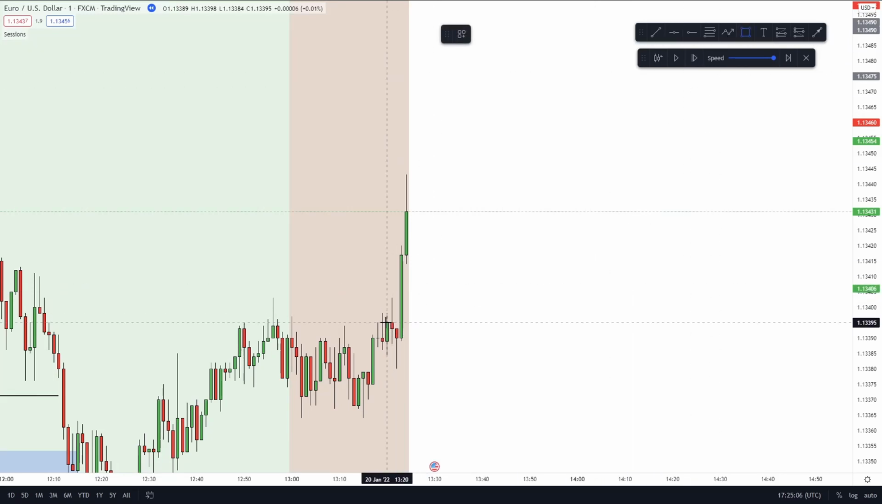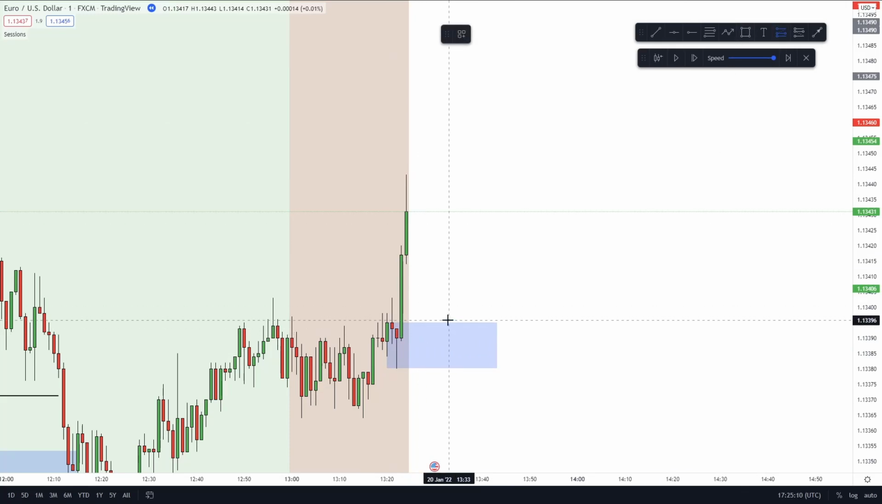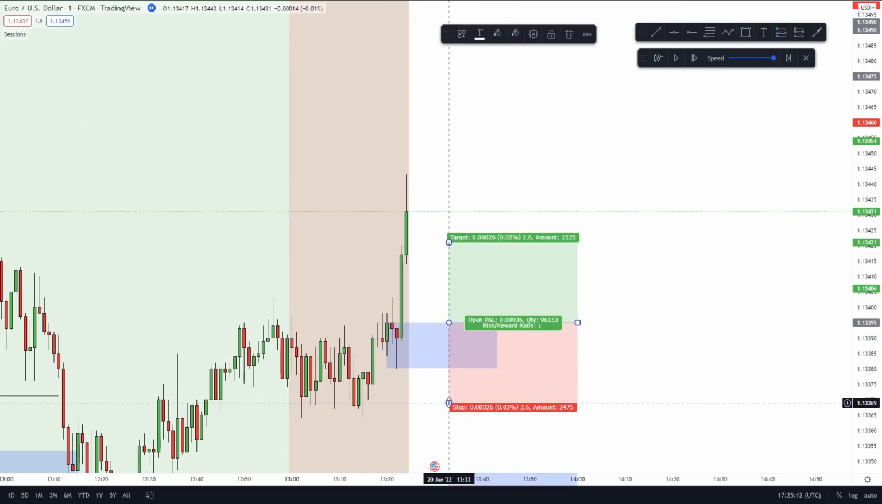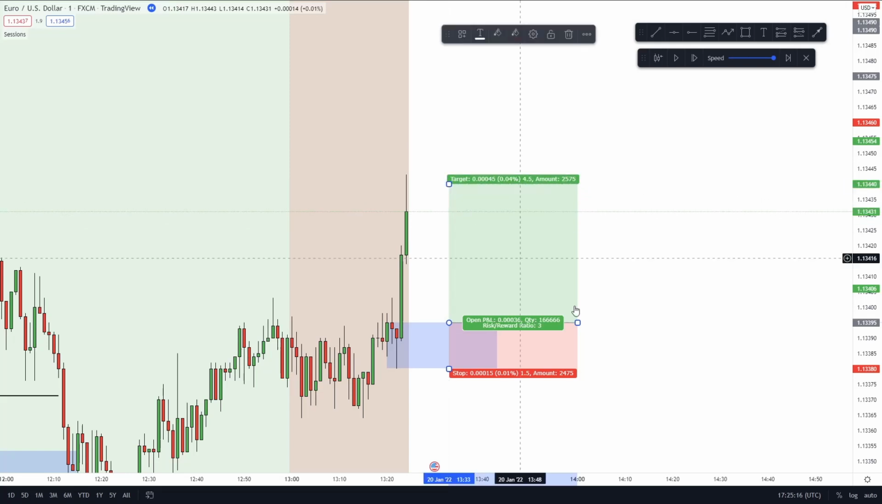So price has broken above some structure after this accumulation phase right at the beginning of the open of the New York session. So setting an entry order with these couple order blocks down here, looking to move to the upside.